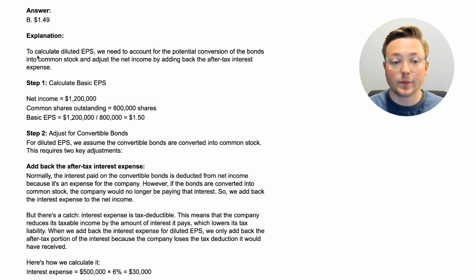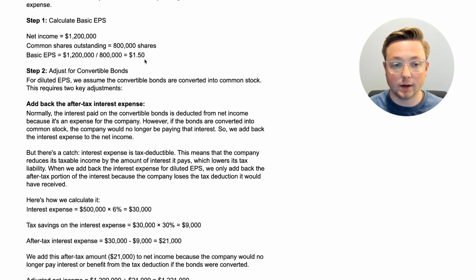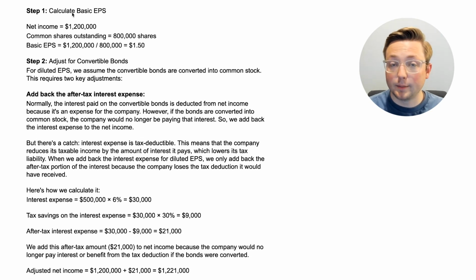We're going to read a lot. To calculate diluted earnings per share, we have to take into account that potential conversion of the bonds into common stock. So that's what we're doing here. So let's go down here to step 1. We have to calculate the basic earnings per share.